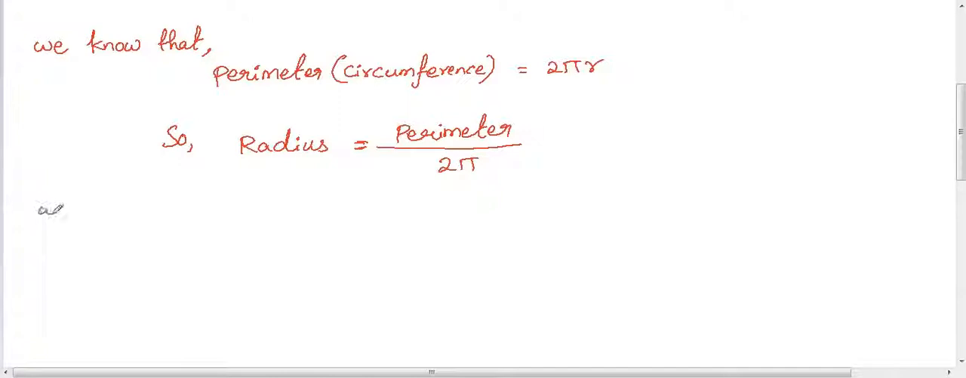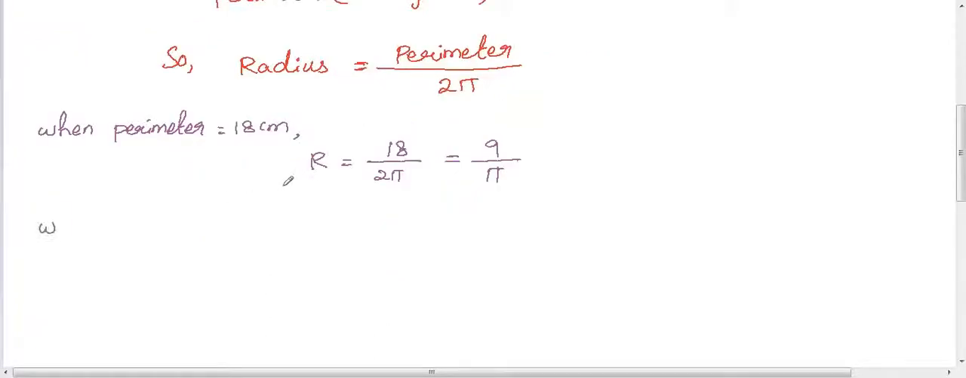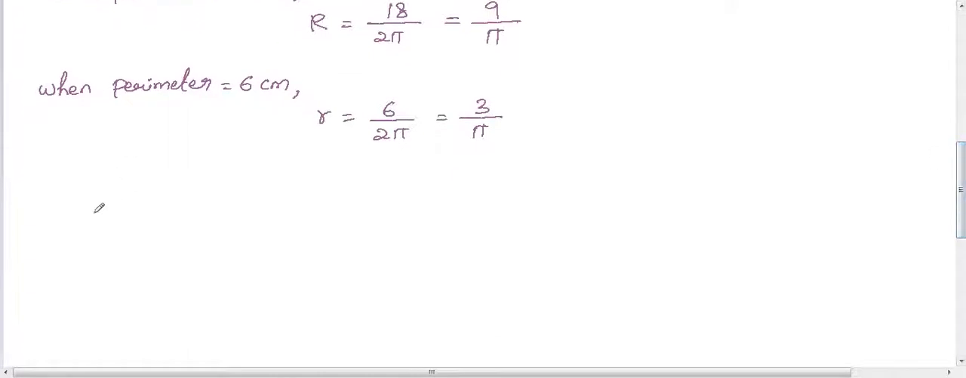See here, when the perimeter is 18 centimeters, what is the radius? Then the radius capital R becomes 18 divided by 2 pi, which is 9 by pi. And similarly, when the perimeter is 6 centimeters, what is the radius of the smaller circle? It is 6 by 2 pi, which is nothing but 3 by pi. So we got both the radii.